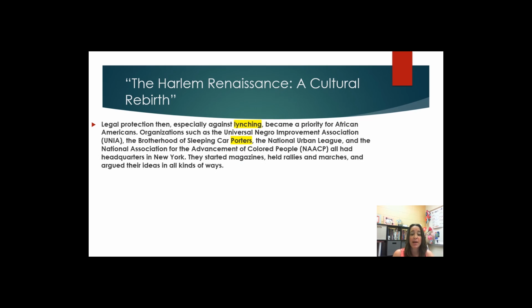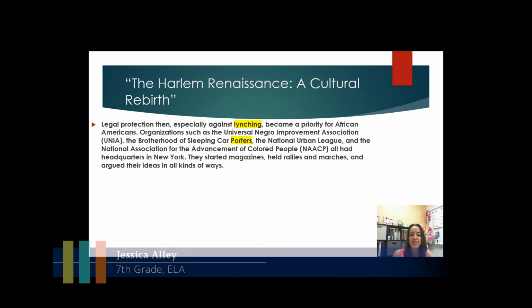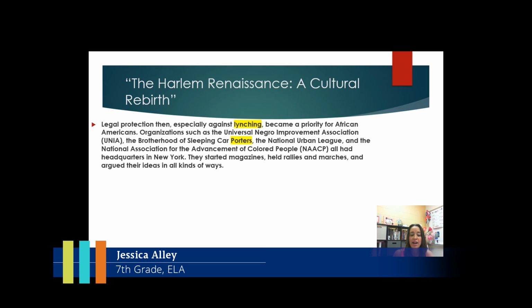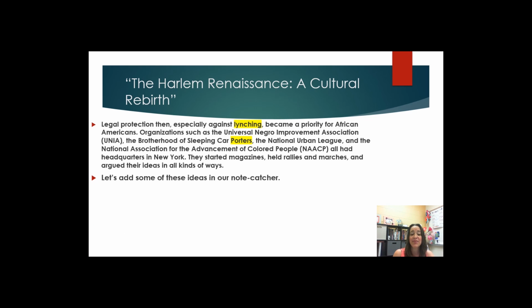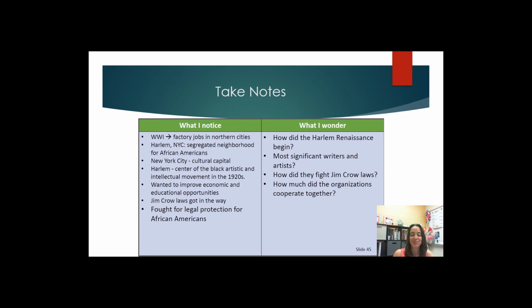Legal protection then, especially against lynching, became a priority for African Americans. Organizations such as the Universal Negro Improvement Association, the Brotherhood of Sleeping Car Porters, the National Urban League, and the National Association for the Advancement of Colored People all had headquarters in New York. They started magazines, held rallies and marches, and argued their ideas in all kinds of ways. Let's add some of these ideas to our note catcher.